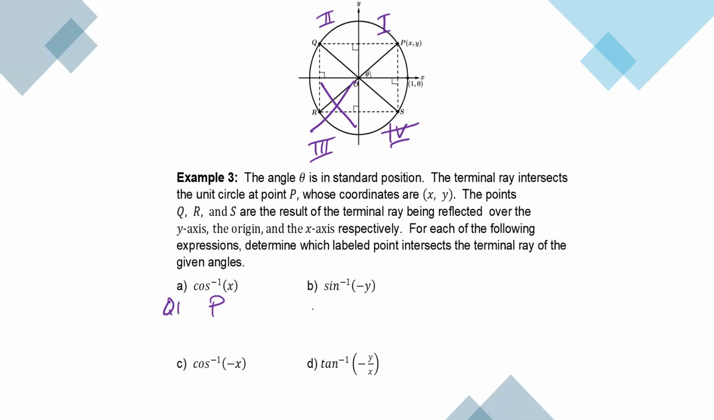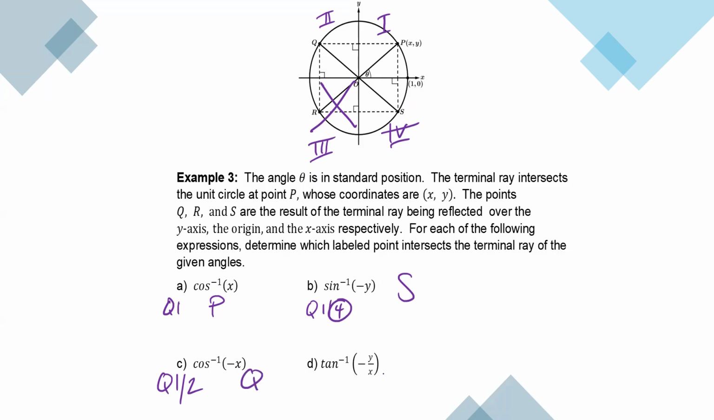All right, let's do B. Sine inverse. Sine is in either quadrant 1 or quadrant 4. If I need a negative sine, which quadrant am I in? 4. So what letter is that? S. Are y'all with me? Next one. So quadrant 1 or 2, and I need a negative. So it has to be Q, letter Q.